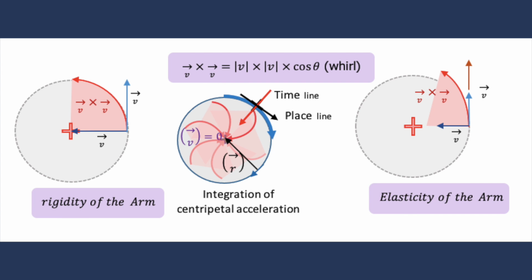So the result is the value of v1 and the value of v2 multiplied by cosine theta. It is an area now, an area between the two. So we will compare the rigidity of the arm and the elasticity of the arm. So this area, when it continues rotating, makes a quantum, a whole quantum. Repeat it: 1, 2, 3, 4.